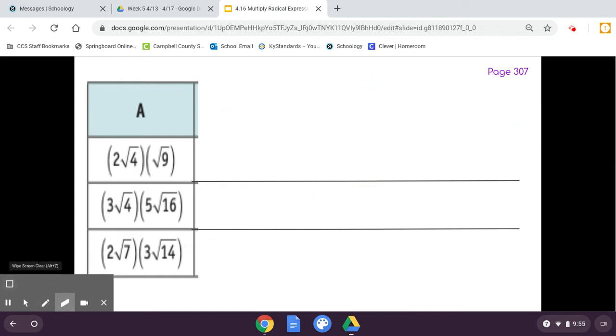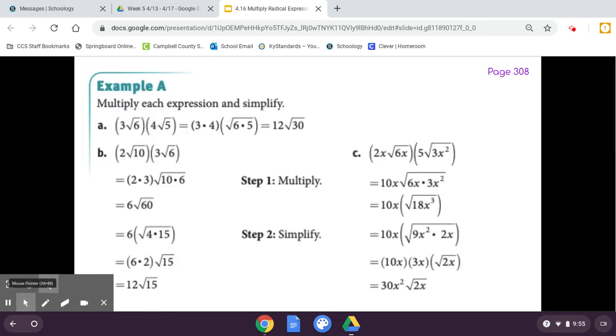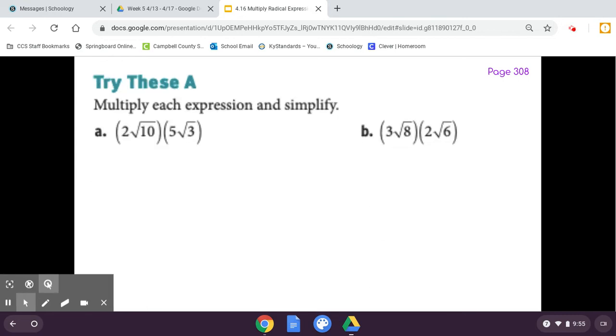All right, so let's continue on here with our lesson. So now we're on page 308. I'm not going to go through much of this. Again, these are examples that you can follow yourself. Example C is one with some variables in there, and we'll also do a couple practice problems like that. All right, so now that we've looked at that example, let's go ahead and start some of these. Try these on page 308.